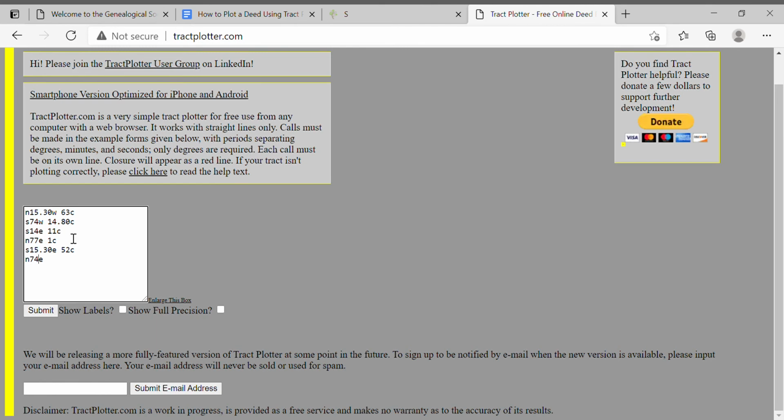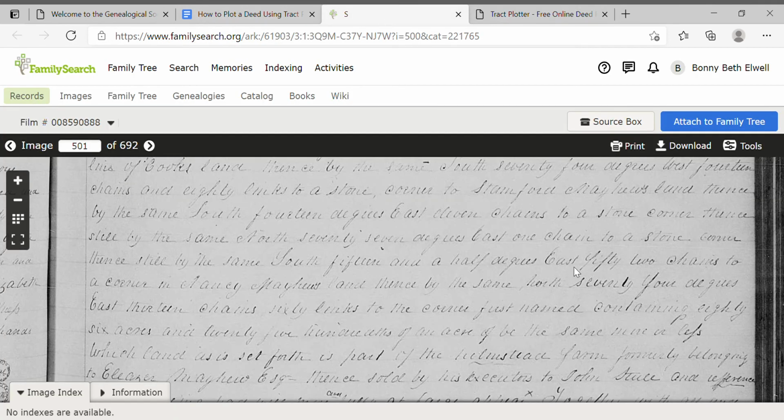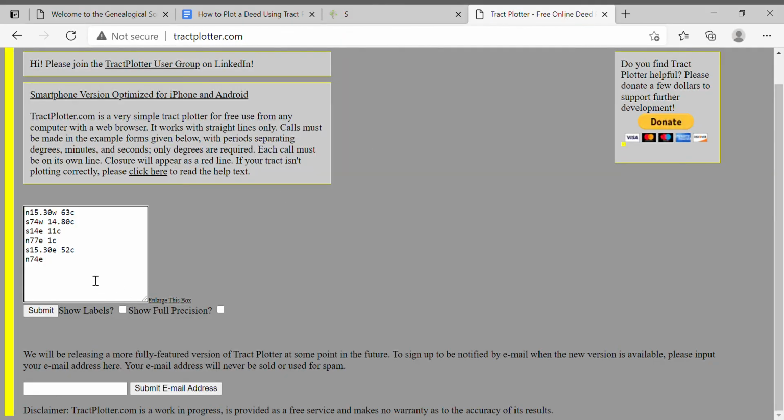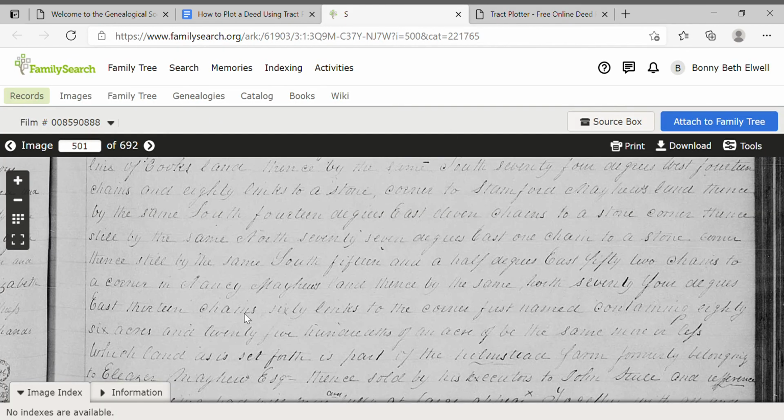It's important to get those numbers right. 74 degrees east, 13 chains, 60 links. Okay, so again, we have a decimal now, 13 chains, 0.60. 13.60. Oh, and we're going to put a space in between. 13.60 chains because 60 hundredths of a chain. 13 chains, 60 links. To the corner first named. That means we're back to the beginning, which means we're done.